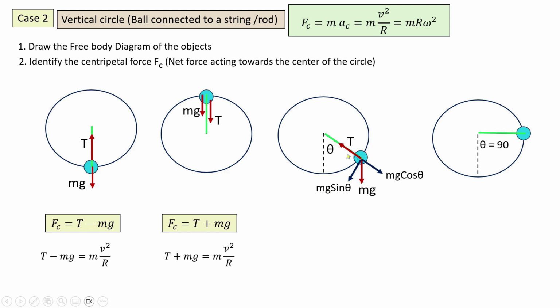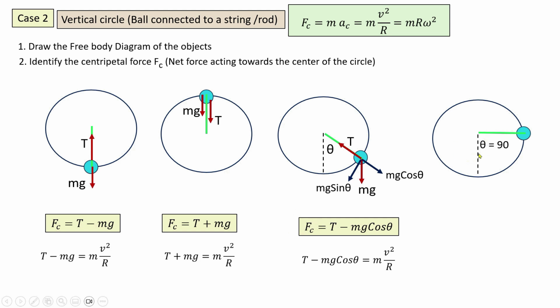Now analyze, T is acting towards the center, but mg cos theta is acting away from the center. So like in case 1, here also we will subtract. So the centripetal force will be T minus mg cos theta. And that is the centripetal force. So we can apply the entire equation. But remember, in this case number 3, mg sine theta has no role to play in centripetal force. It's only T which is acting towards the center, and mg cos theta which is going away from the center, that will account for the centripetal force.